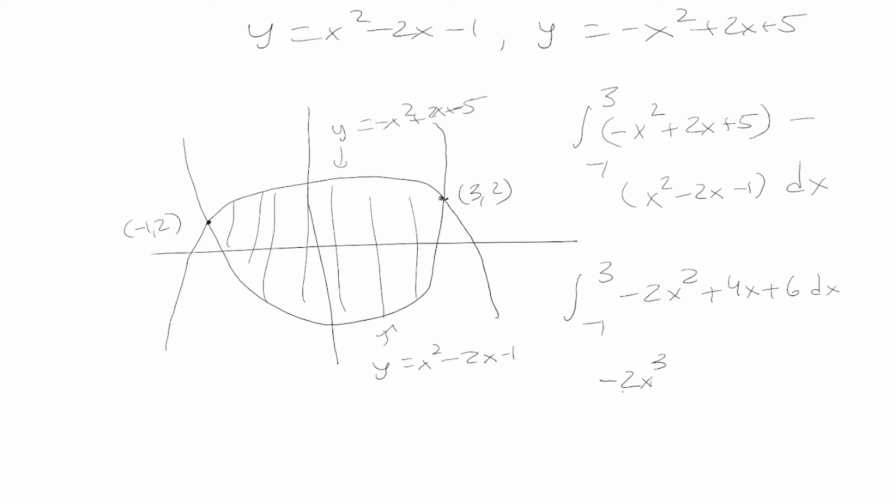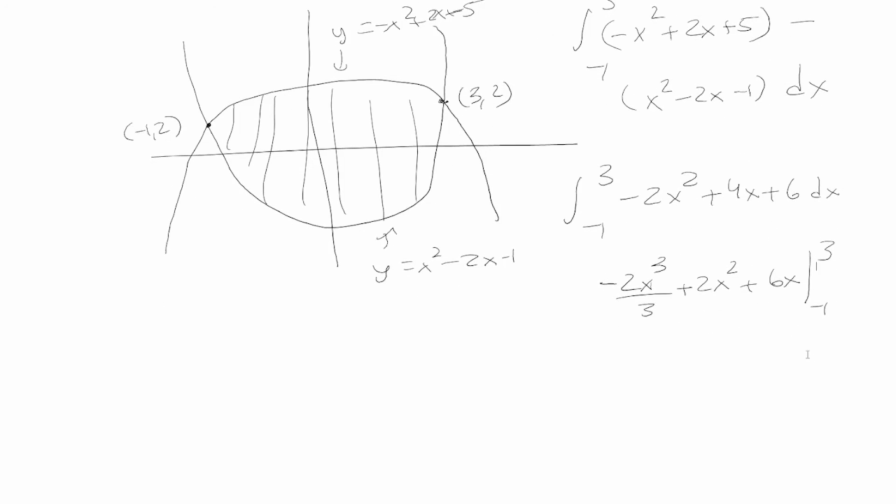Integrating, we get negative 2x cubed over 3 plus 2x squared plus 6x, going from negative 1 to 3. Now, 3 cubed over 3 is just 3 squared, which is 9, times negative 2 is negative 18. 3 squared is 9 times 2 is 18. And then we have another 18. Plug in negative 1, we get 2/3, and then plus 2 minus 6.